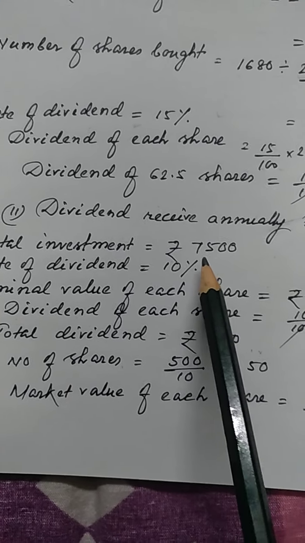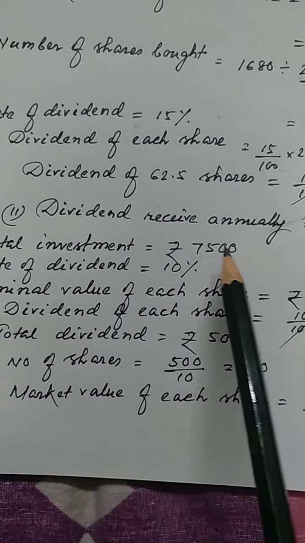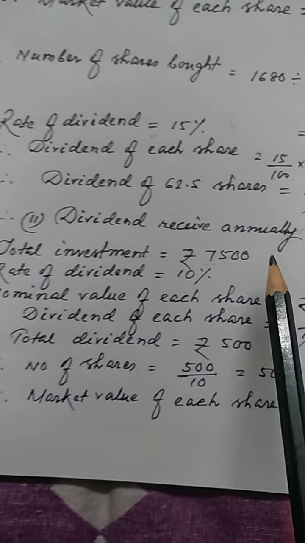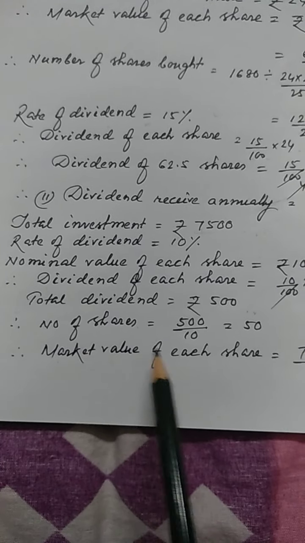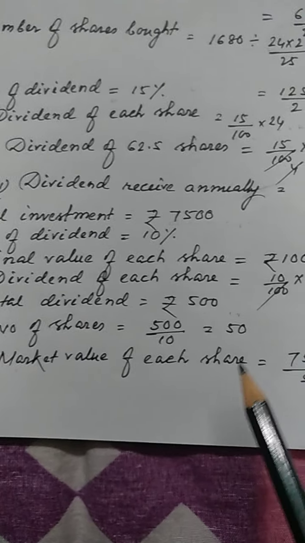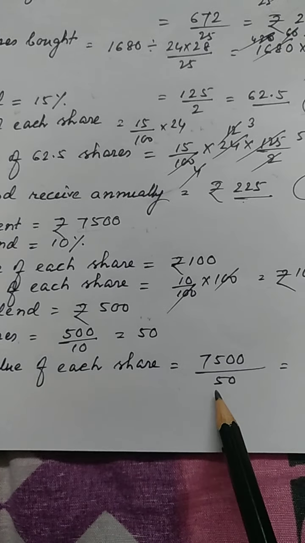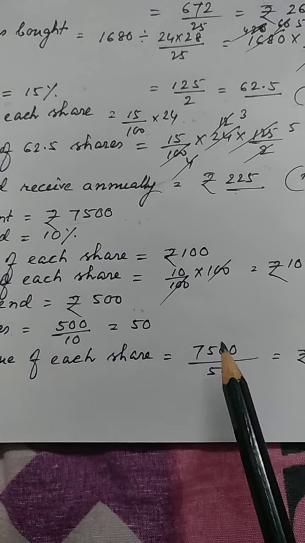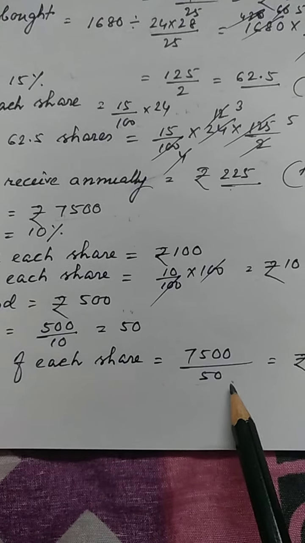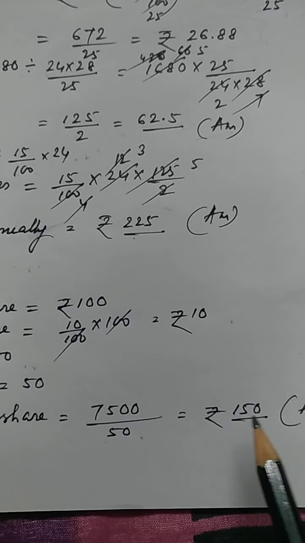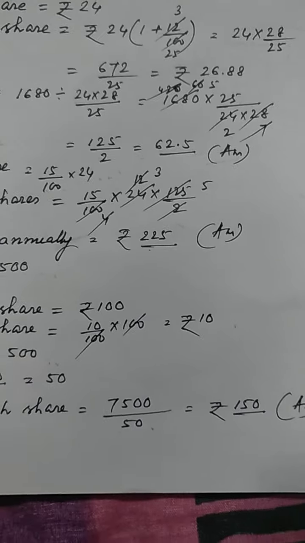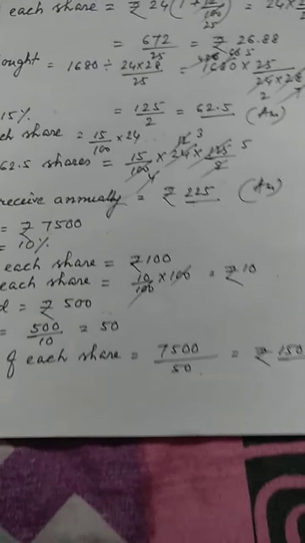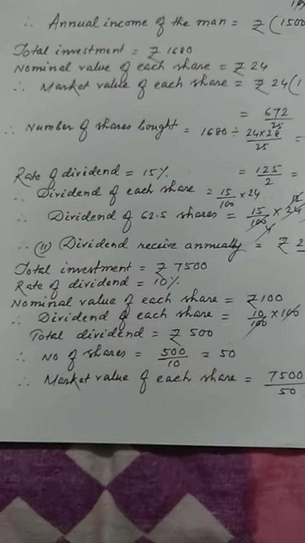Now here it is given total investment is 7,500. So market value of each share will be that total investment divided by number of shares, 7,500 divided by 50, and that is coming rupees 150. So this will be the market value of each share.